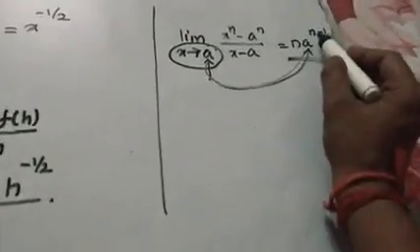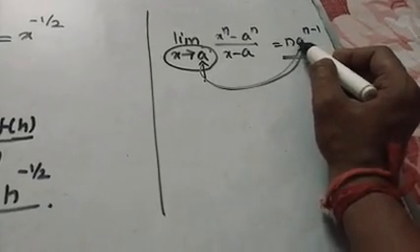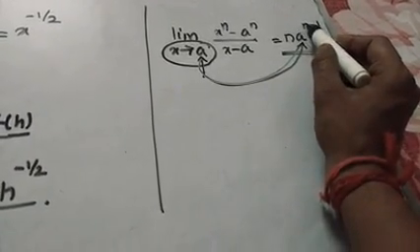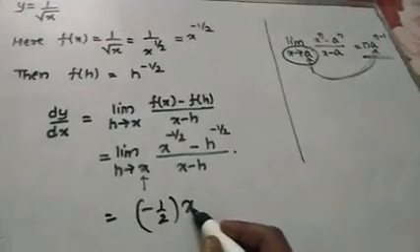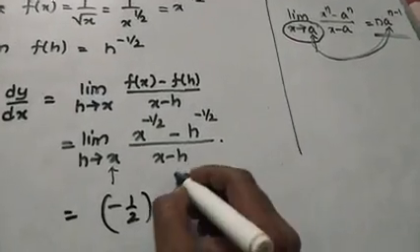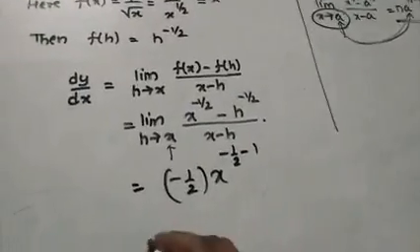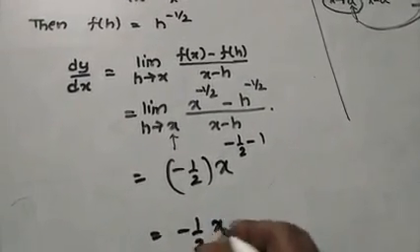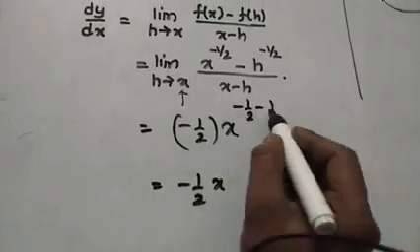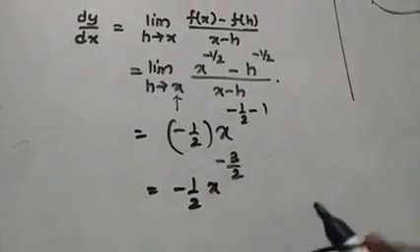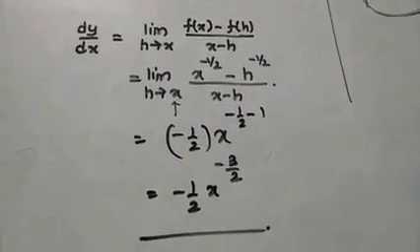Now the second part, n a to the power n minus 1. So x to the power n minus 1. What is the n here? Minus half, minus 1. So finally minus half, x to the power minus half minus 1 is minus 3 by 2. So this is the answer.